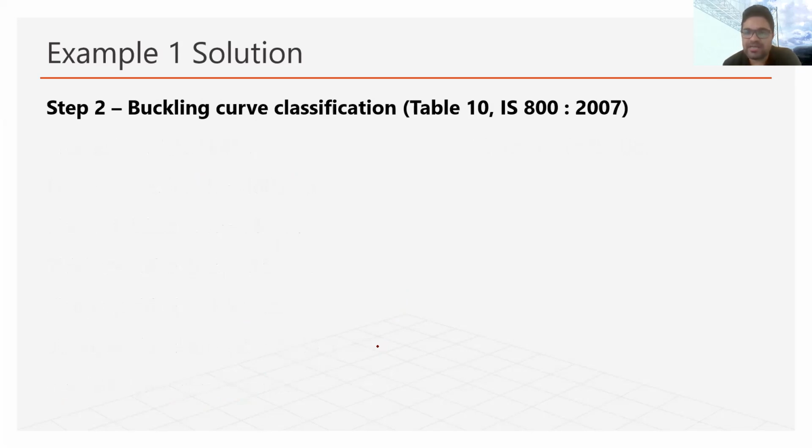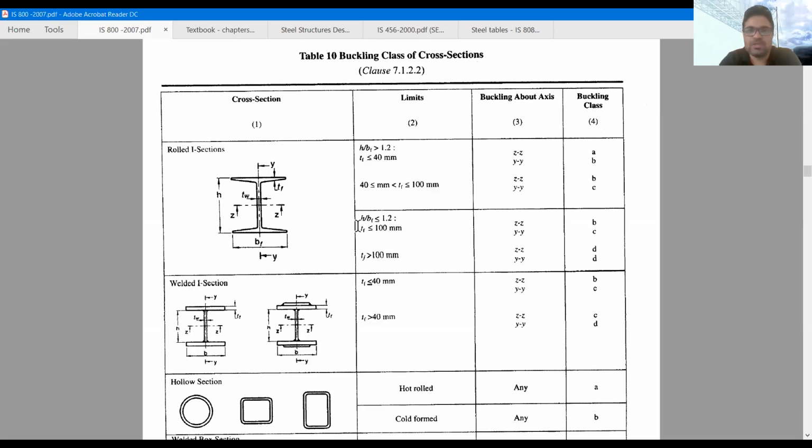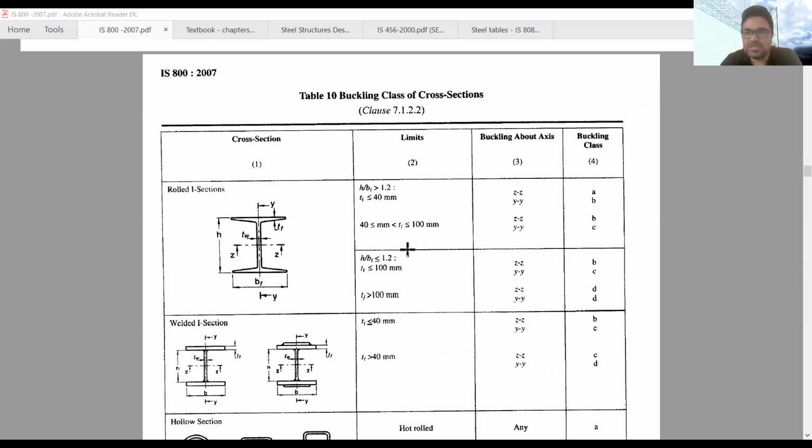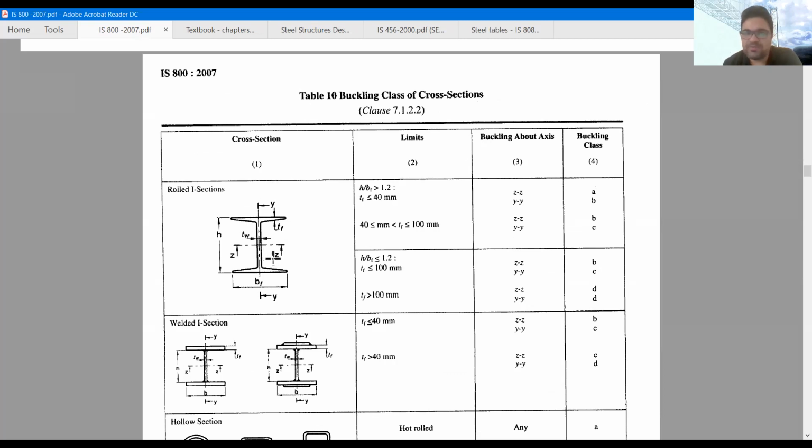I mean, we have to identify the class of buckling for our section, as we are using the I section column. So we have to identify what is the class of buckling for this I section using table 10 of the IS code. Okay, so now I will be showing you this table 10 from the IS code. So there you can see this is our IS 800 2007. In this, if we go to table 10, here in our question we are using a rolled I section. So this first case belongs to us.